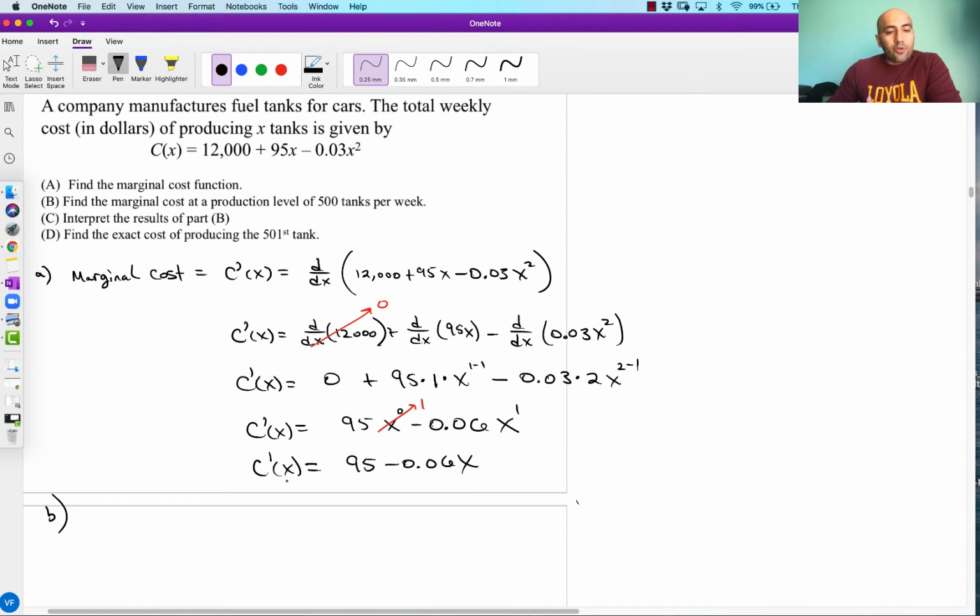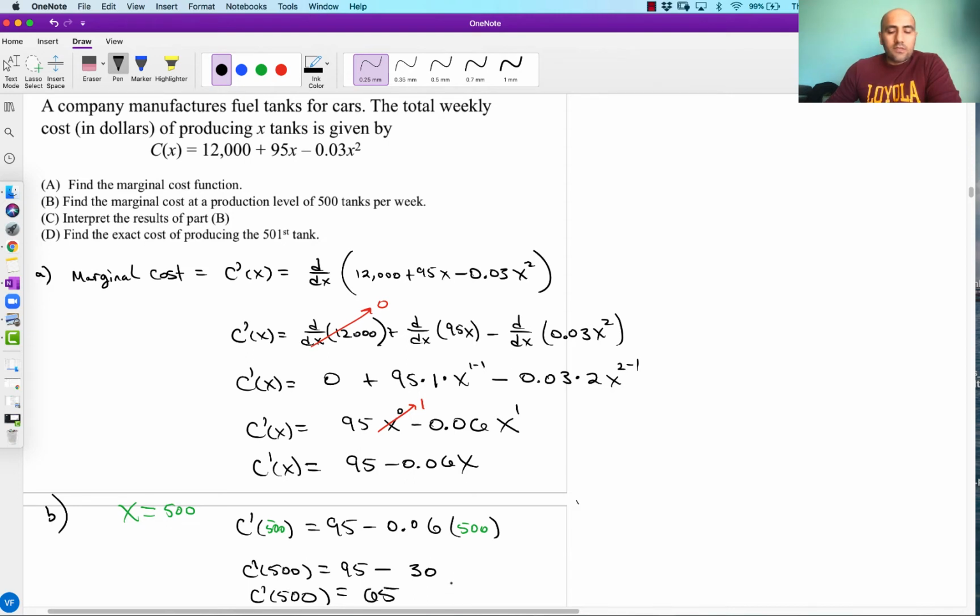This is an equation where you input the production level, x, and the output is the marginal cost of production at that level. So when x equals 500, we have C prime of blank equals 95 minus 0.06 times blank. And so we put 500 into here, and we get that C prime of 500 equals 95 minus 30, or C prime of 500 equals 65.